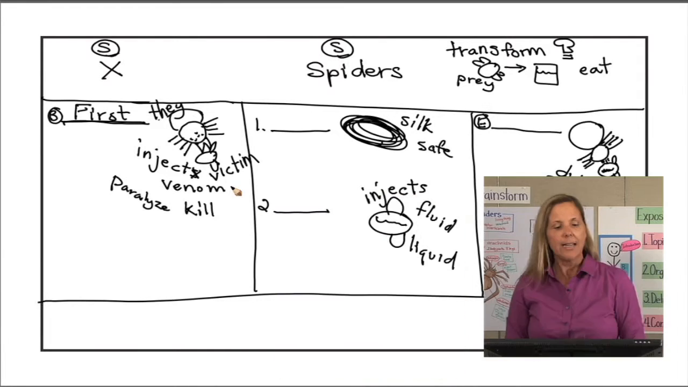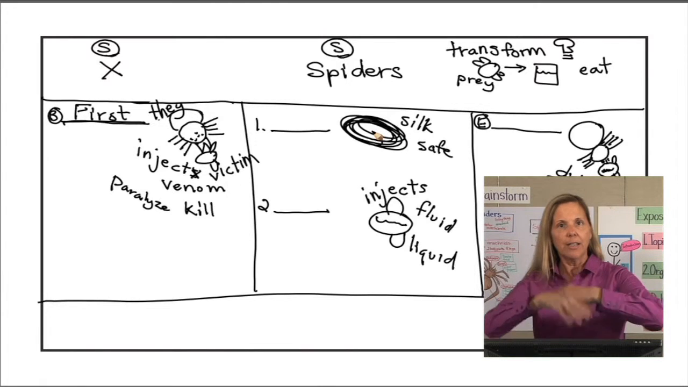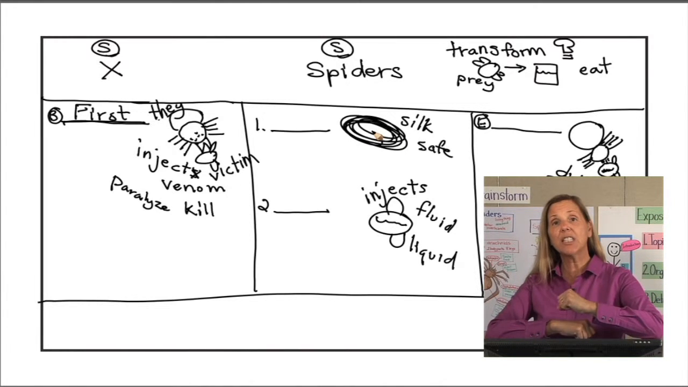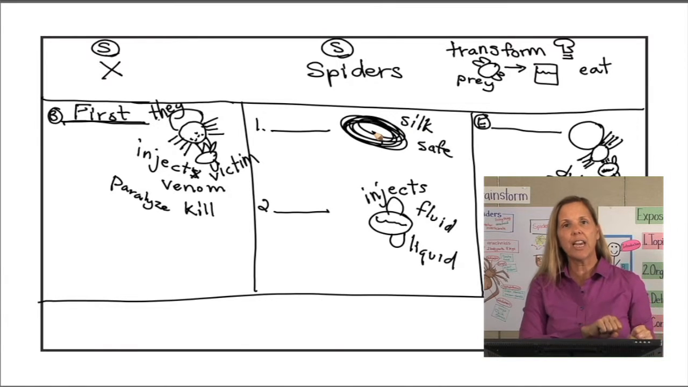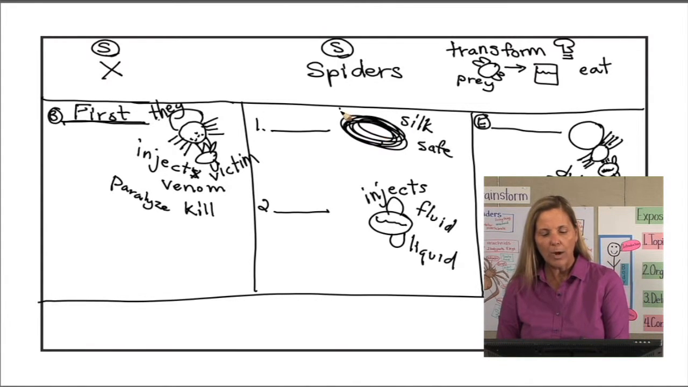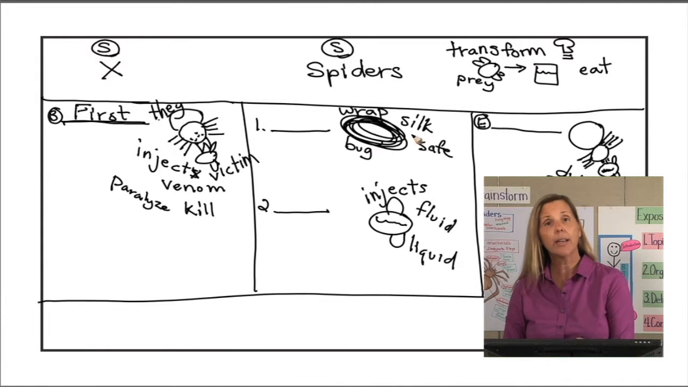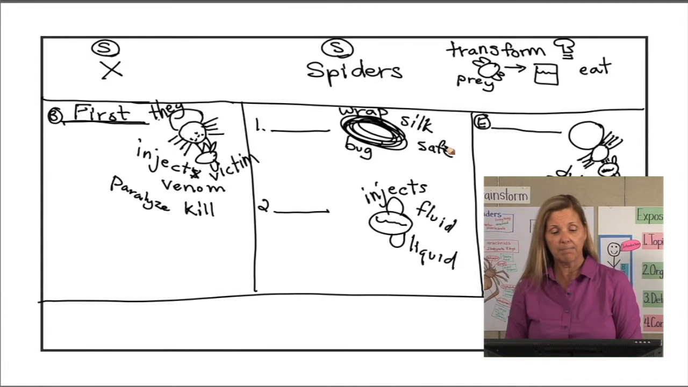Excellent sentence. After that sentence, we will go to the middle. What are we talking about? The spider. What does the spider do? The spider wraps the insect with silk and carries it off to a safe place. Excellent. So we have our spider wraps. So the spiders wrap, and in this case, let's say bug. Spiders will wrap the bug in silk and carry it off to a safe place.